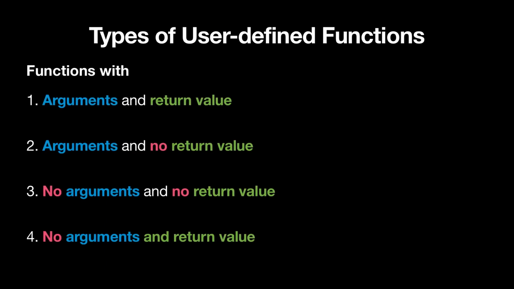The first type or the first classification is functions with arguments and with return value. The second is with arguments and no return value. Third is with no arguments and with no return value, and the fourth is with no arguments and with return value.